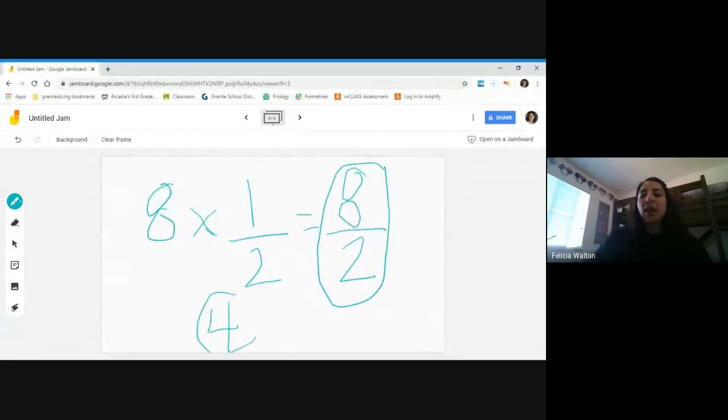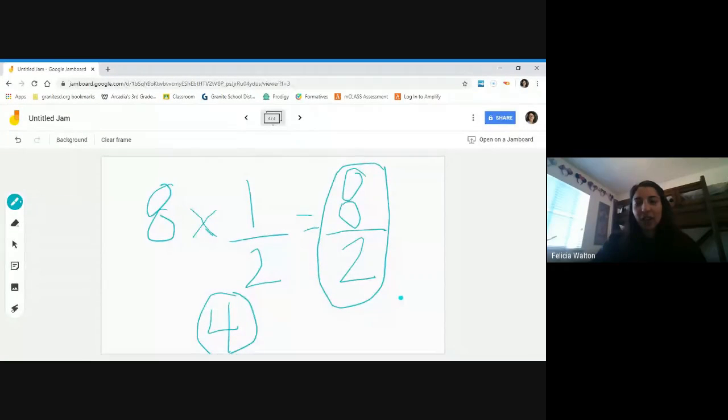Either answer would be correct. Just make sure you only put one of the answers. If you put both, that would be wrong. Either give me 8/2 or 4 as your answer.